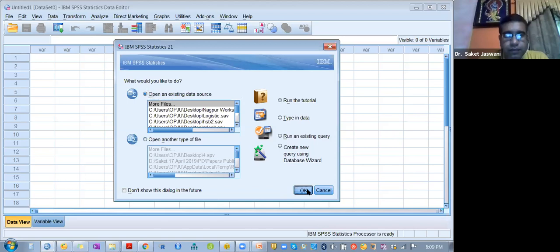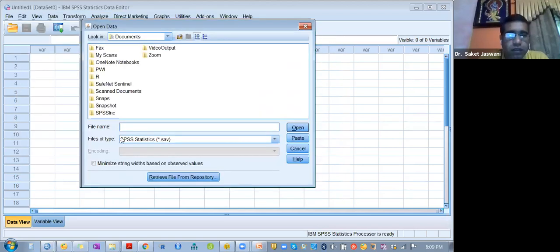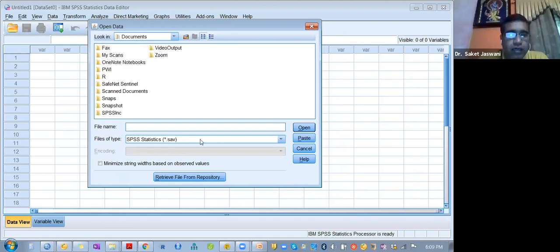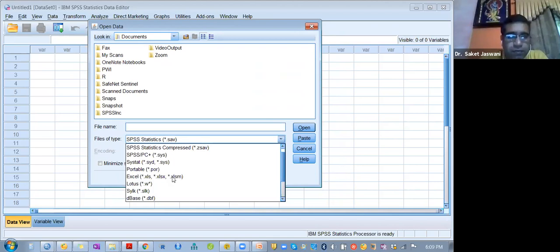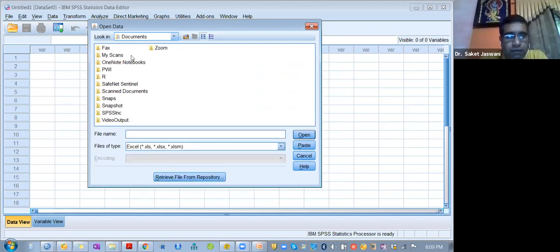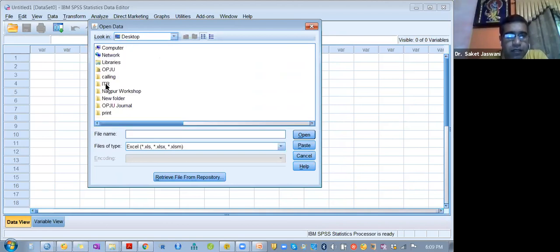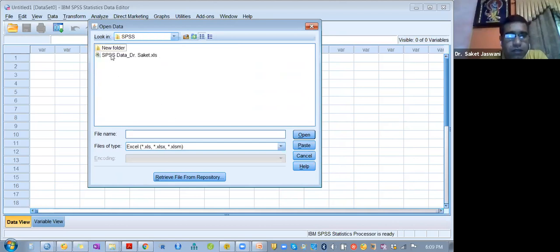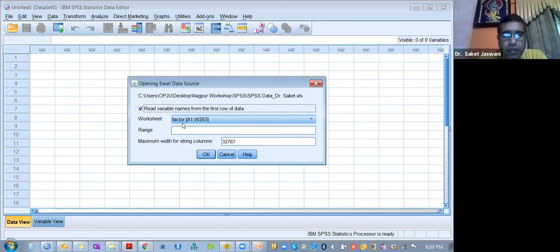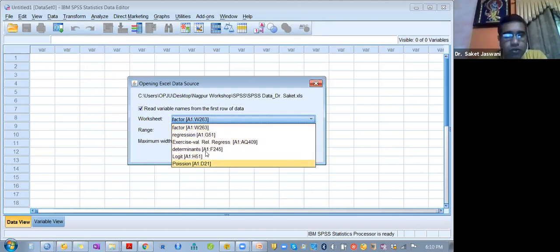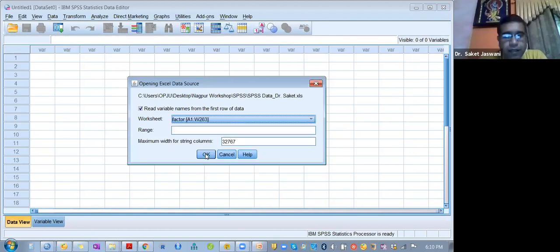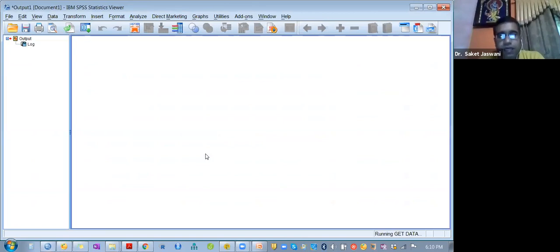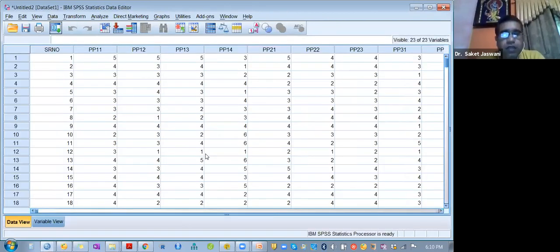You click on OK, and this window will open. You need to locate the Excel file where it is saved on your laptop. So select Excel first in the file type, and then locate the file. For the workshop SPSS, you can see the Excel sheet that I forwarded to you. Select this file and click on open. There are various worksheets in that Excel sheet, so you need to select the worksheet you want to work upon, and then click on OK. The data in that worksheet will be transferred to the SPSS sheet. This is how the data is uploaded.